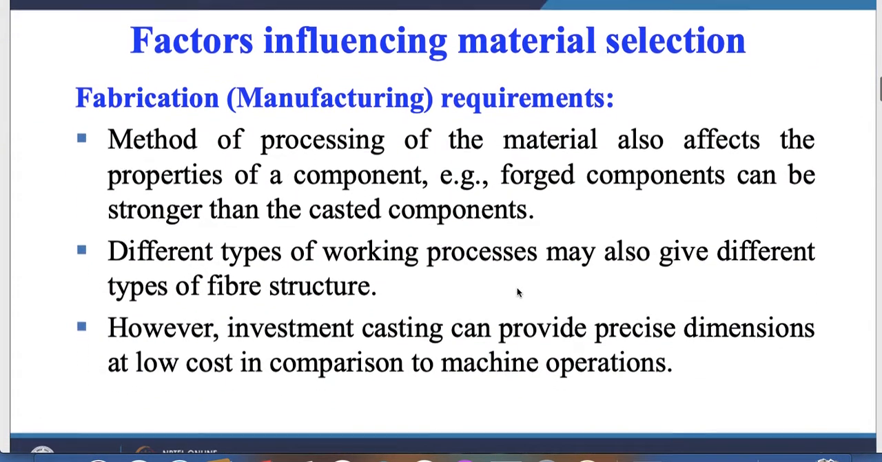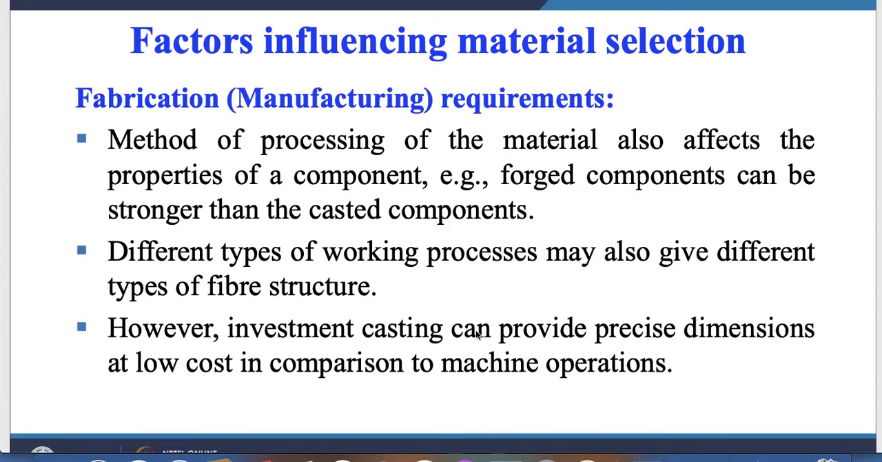Next is fabrication and manufacturing requirement. The method of processing of material also affects the properties of the component. For example, a forged component can be stronger than a cast component. That means the manufacturing process will also affect which kind of material you select. Different types of working processes may also give different types of fiber structure, so you will get different fiber structures if your working process is different.